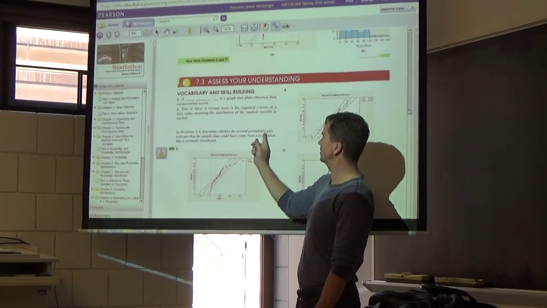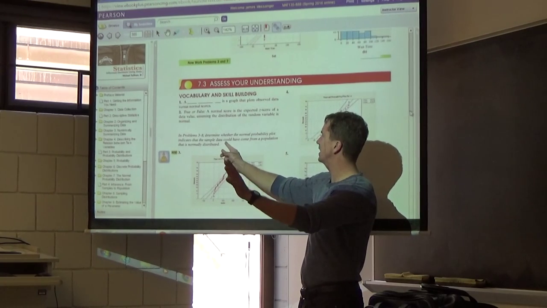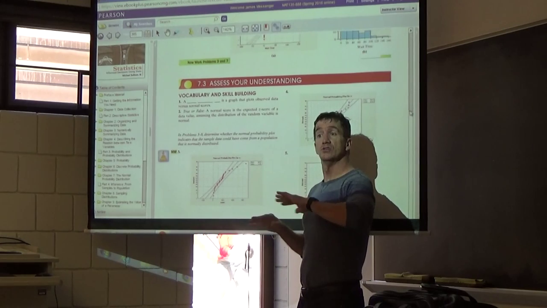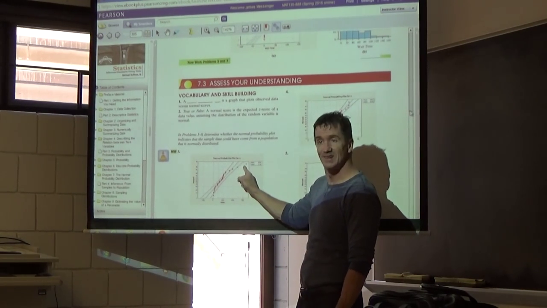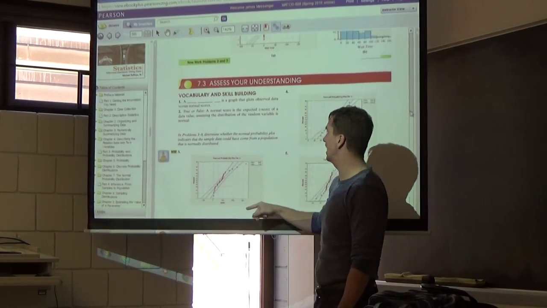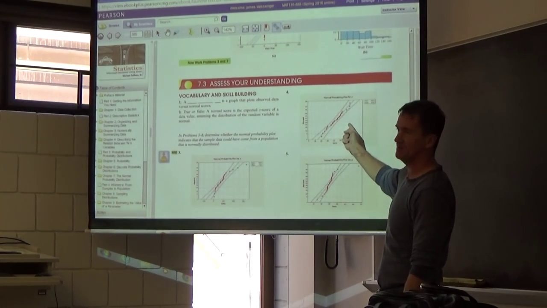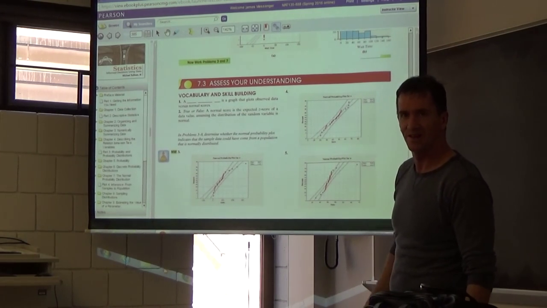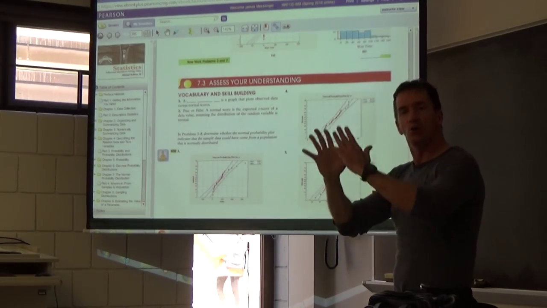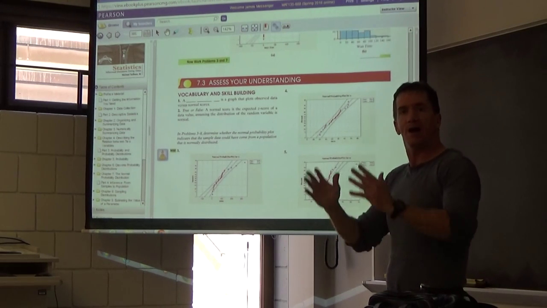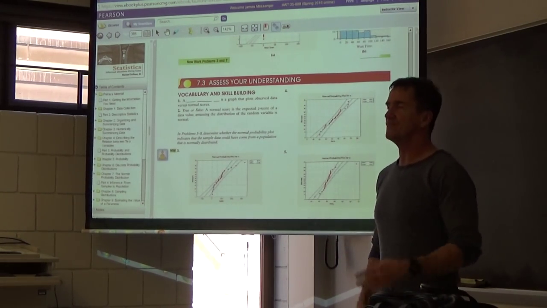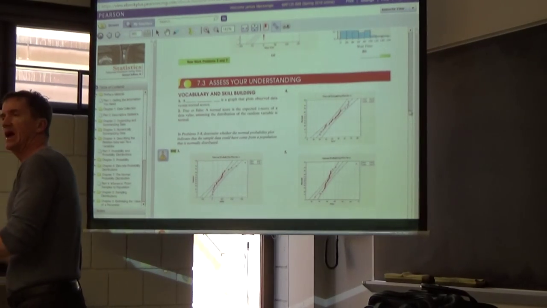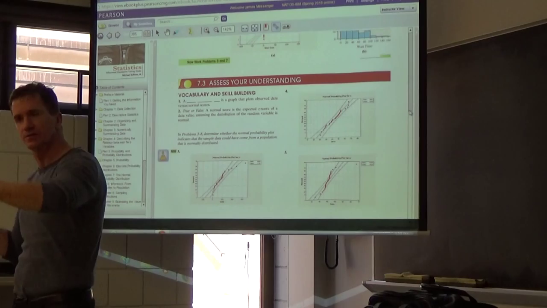No. Determine whether the normal probability plot indicates that the sample data could have come from a population that's normally distributed. Yes or no? We're going to say no, because we see that red dot right there, right? Cool. Now, in this problem, what could we say? Yes. Excellent. So do they always have to have these three lines? Yeah, and those curves were produced by the Minitab software. Because our TI, this outstanding calculator, does not produce those nice little curves.